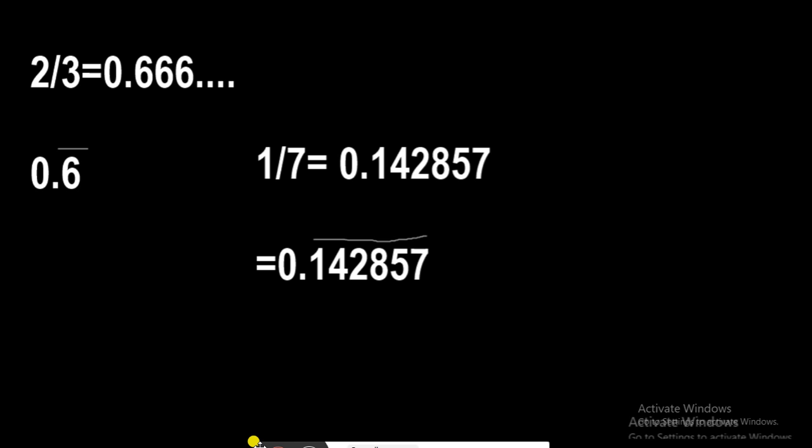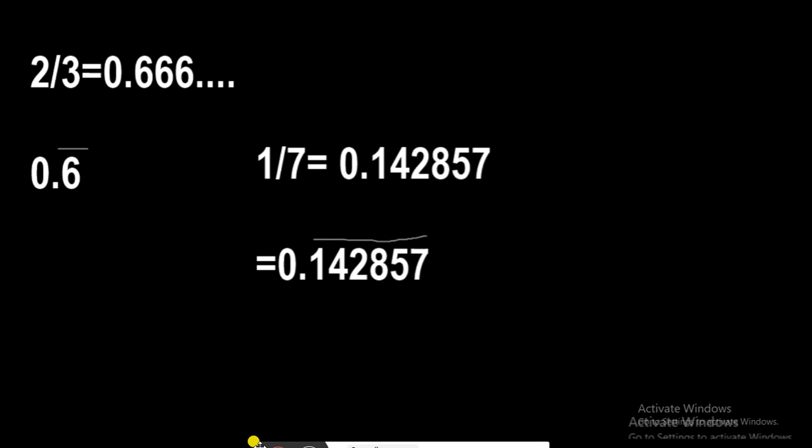Let's take another example, 1 by 7. If you look at the answer, here we can see a repeating pattern. That's right, it's 0.142857, and that is repeating. So they are called recurring or repeating decimal numbers. For these, on dividing by the denominator, the remainder is never 0 and the digits in question keep repeating.